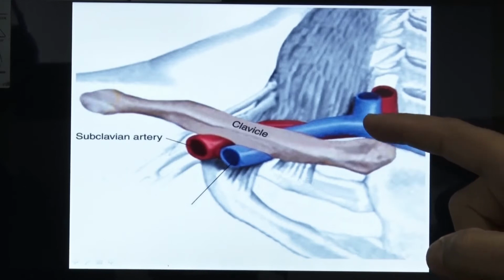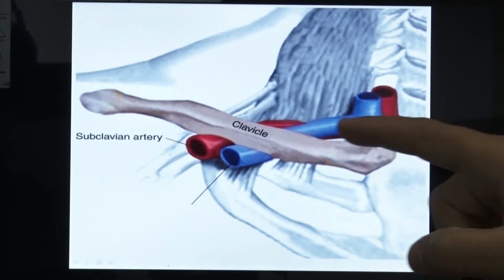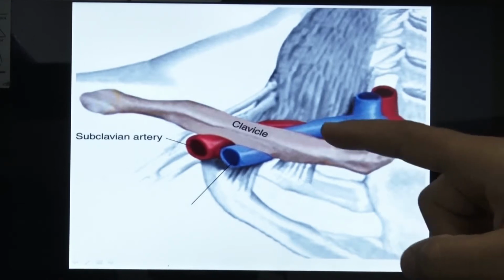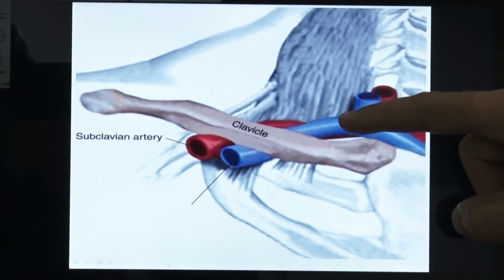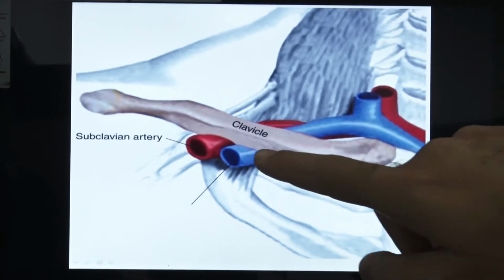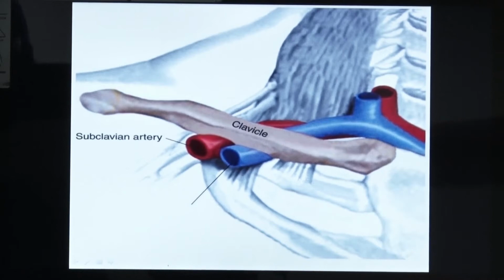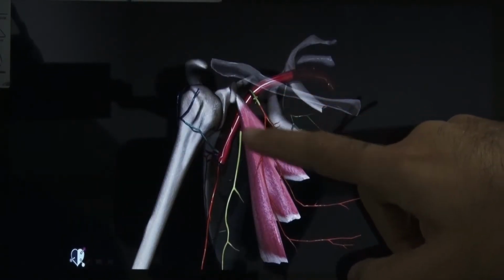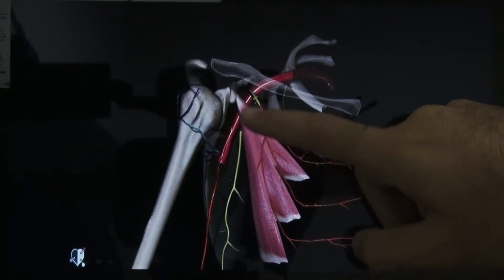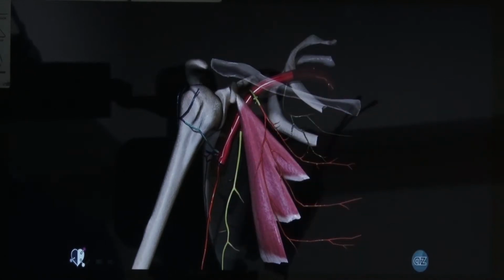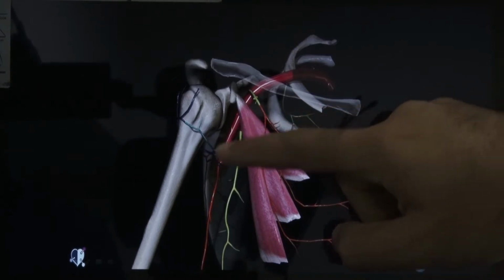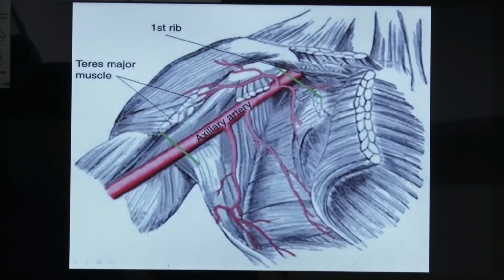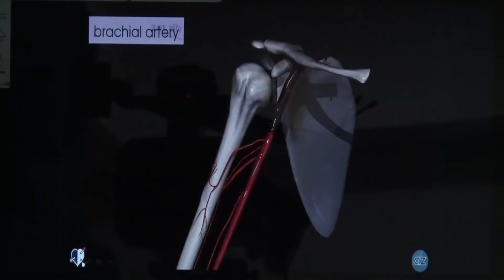So the common carotid artery is joined by the subclavian artery, and this is the part of the proximal portion of the subclavian vein. So this portion we can see above the clavicle, and this portion we can see below the clavicle. Now it continues below the clavicle as an axillary artery, and it's followed by the axillary vein also, which is further down and continues as a brachial artery. So this is the axillary artery.